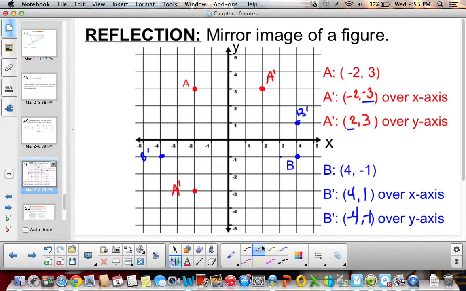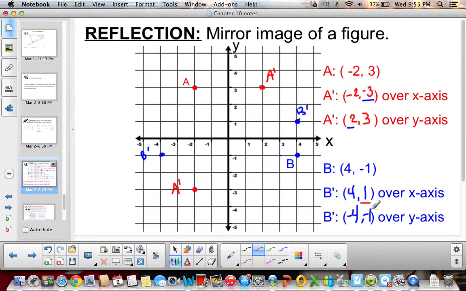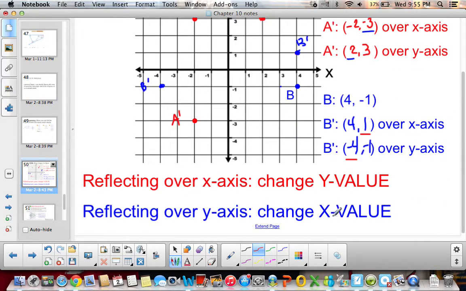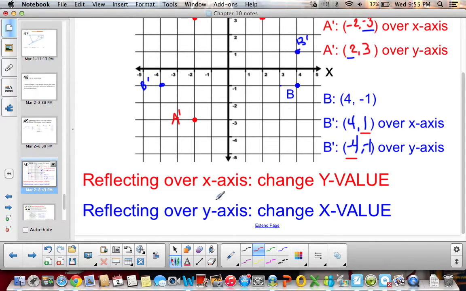Let's see if it's the same over here. 4, -1 over the x-axis, 4 stays the same, y value changes. -4, so x value changes over the y-axis and our y value stays the same. So reflecting over the x-axis, we change the y value. Reflecting over the y-axis, we change the x value.